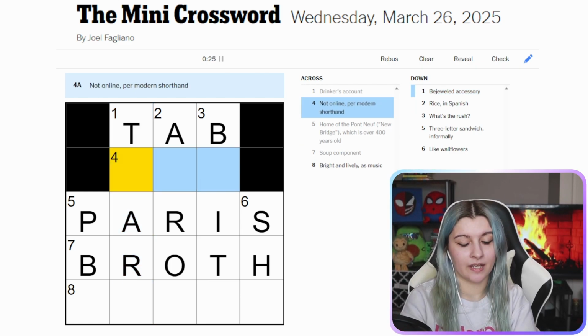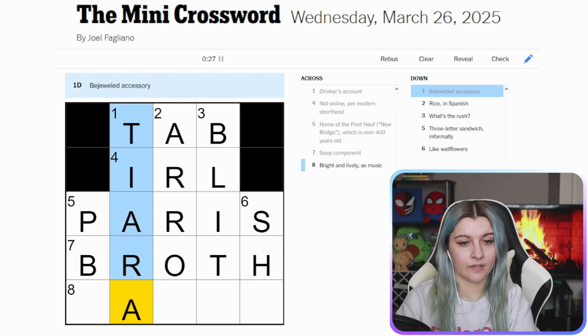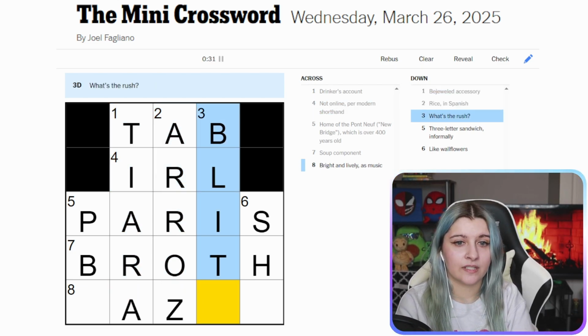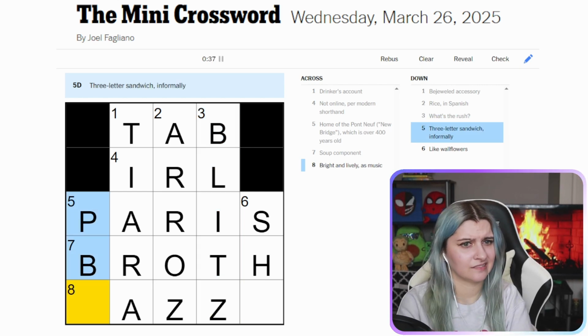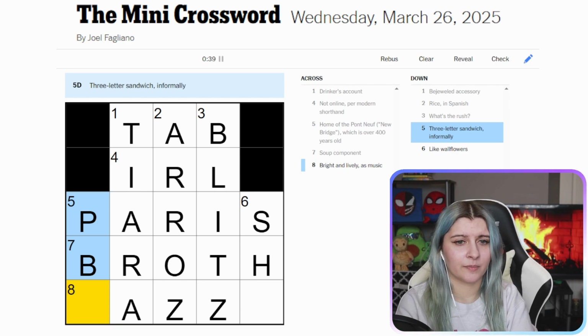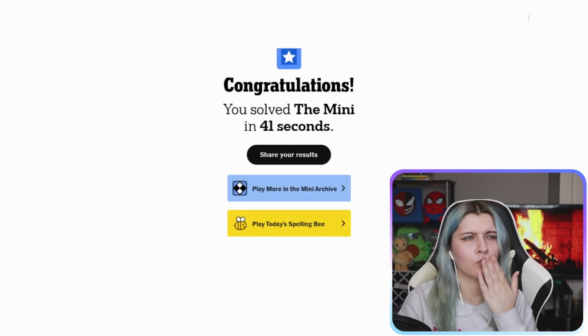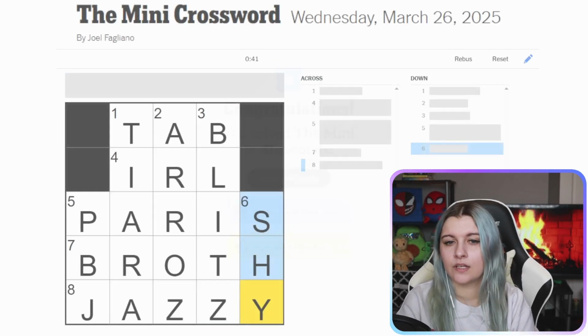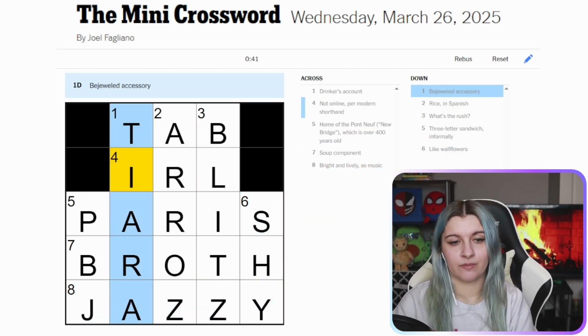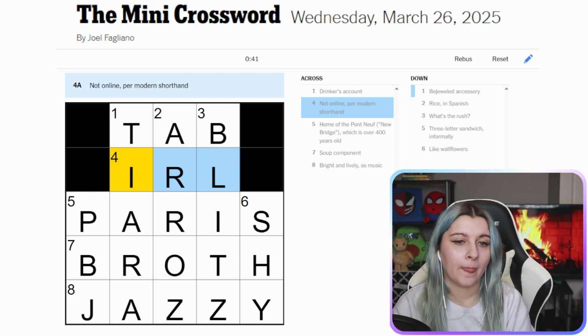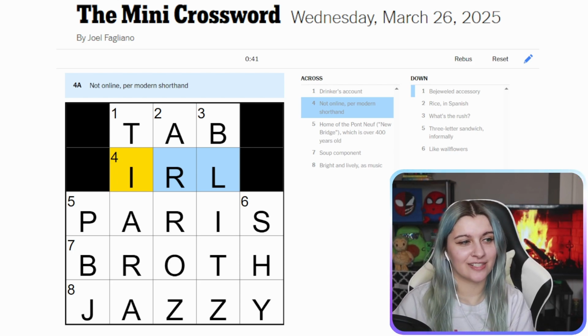Not online, probably IRL. I didn't really like AFK anyways. Rice, erosi. What's the rush? Blitz? 3-letter sandwich informally, PB&J. Like wallflowers, shy. Instead of AFK meaning away from keyboard, it's IRL meaning in real life. I think AFK also could have fit there.